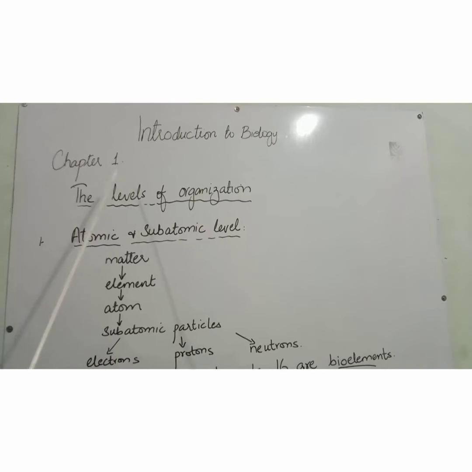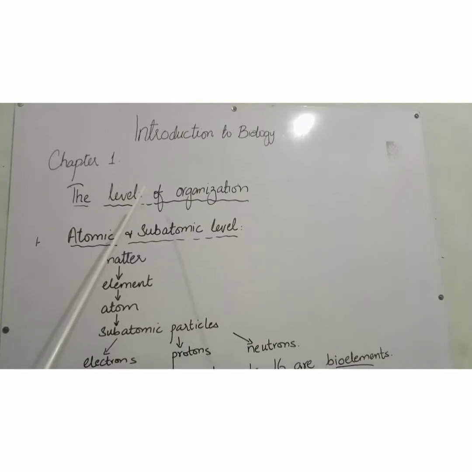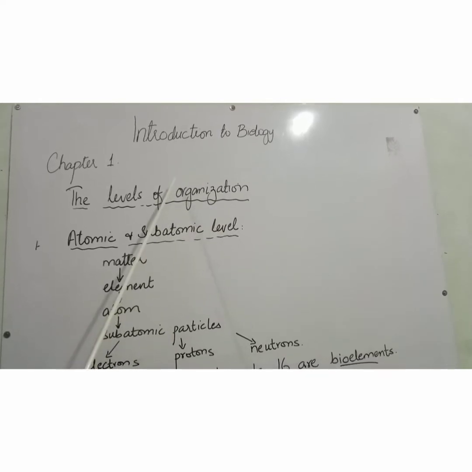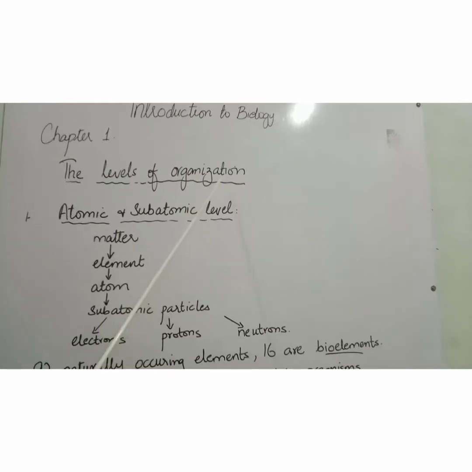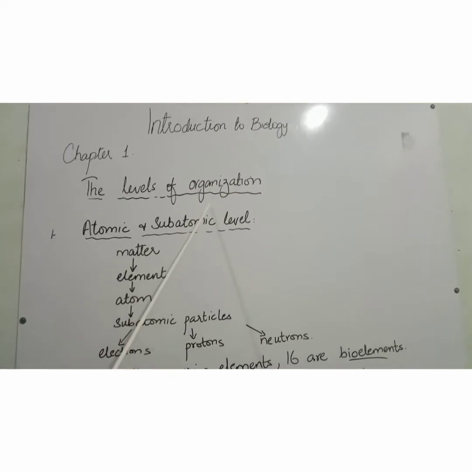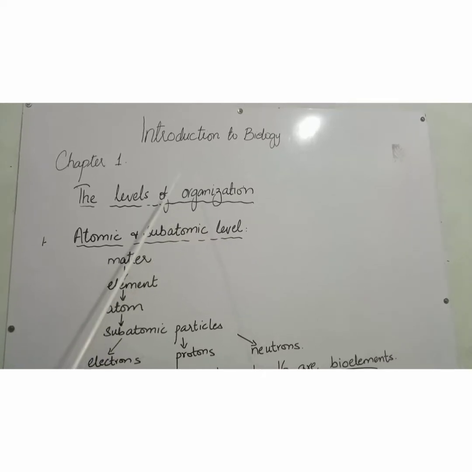Today we are going to study the levels of organization, which is chapter 1 of your books. In order to understand various phenomena of life, biologists study biological organization at different levels. We are going to discuss the organization of living things, such as organs and systems, at various levels.